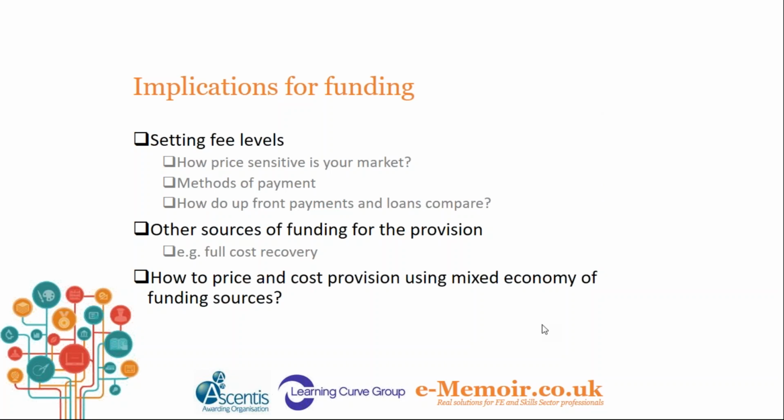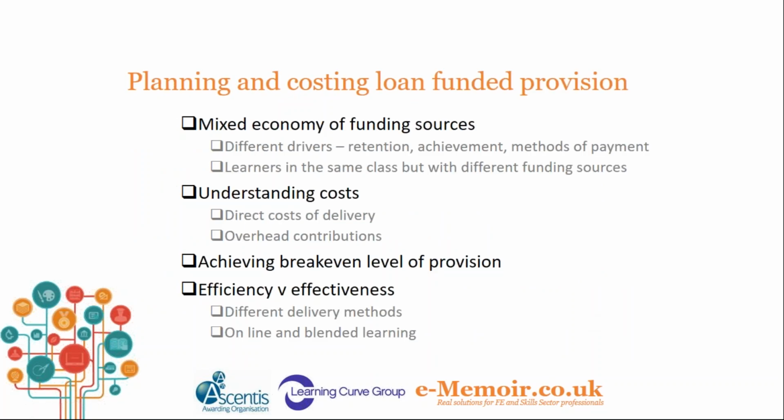And I think when that comes back to the hard decisions about planning and costing, you will have mixed classes. I'm sure we've got them. We've got people with a level three entitlement in the same group as loan funded learners, as well as full cost. And there are different drivers, different motivations. When we're trying to work out whether that class is viable, we try and make sure we cover the direct cost of delivery and overhead contributions, but it can change quite quickly with a different dynamic.